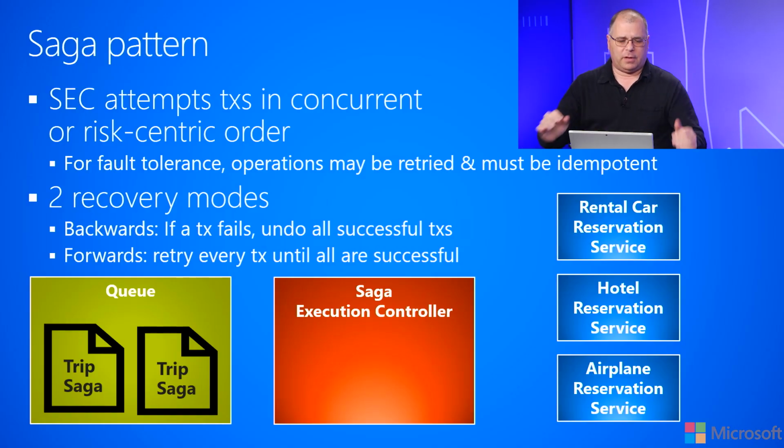The Saga pattern is a pattern that guarantees that multiple operations get done, although it doesn't guarantee that they get done as a single atomic unit. What I show on this slide here is a queue, and the queue has a few messages in it. Each message represents a sequence of actions we want to get done. These messages, I call them trip sagas.